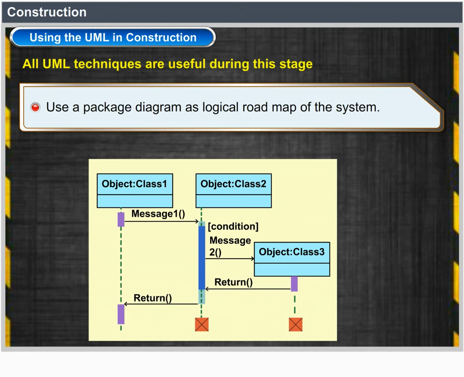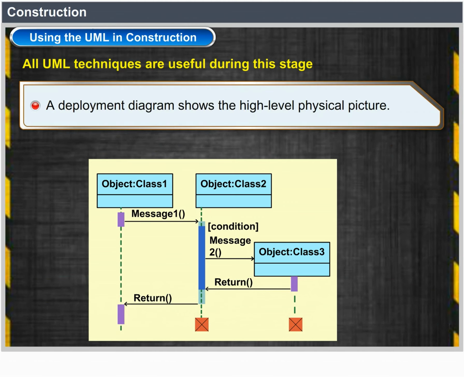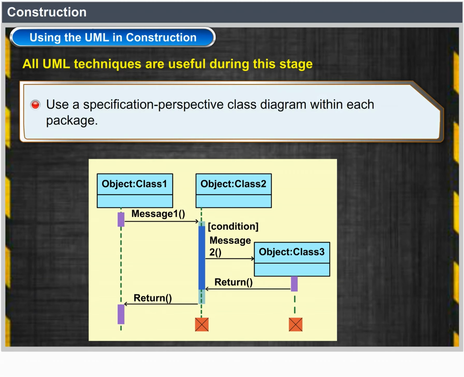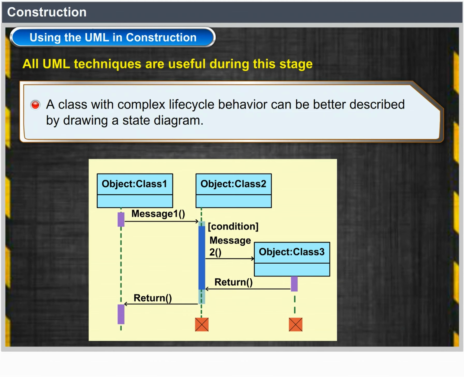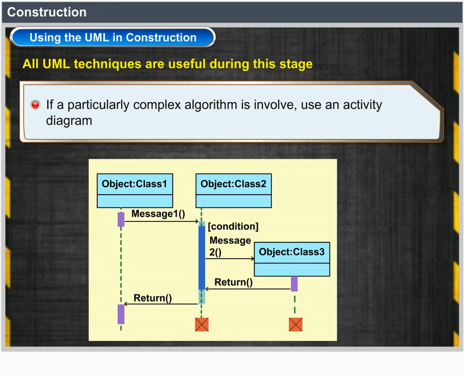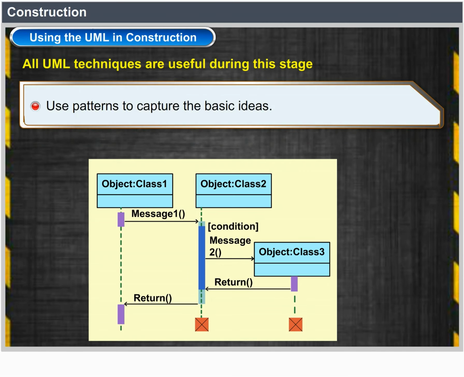Use a package diagram as a logical roadmap of the system. A deployment diagram shows the high-level physical picture. Use a specification perspective class diagram within each package. A class with complex lifecycle behavior can be better described by drawing a state diagram. If a particularly complex algorithm is involved, use an activity diagram. Use patterns to capture the basic ideas.